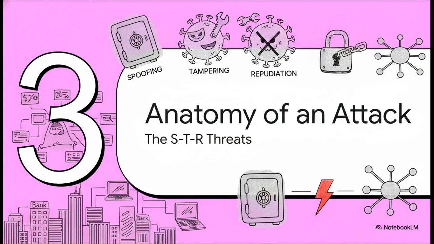Okay, let's get back to our bank. We're going to see how the first 3 plays in the hacker's playbook, spoofing, tampering, and repudiation, could actually go down in a real-world attack on Banco Segura Plus.